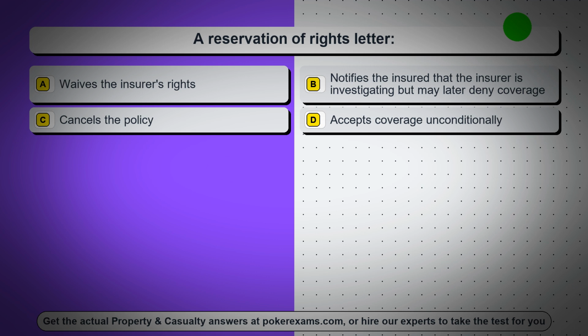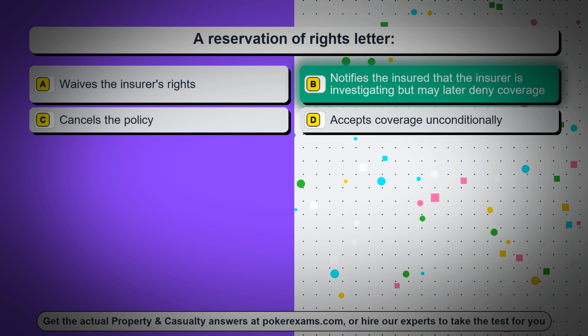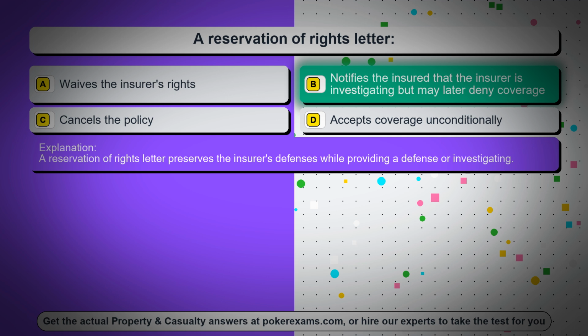Question 99. A reservation of rights letter: Option A, waives the insurer's rights. Option B, notifies the insured that the insurer is investigating but may later deny coverage. Option C, cancels the policy. Option D, accepts coverage unconditionally. The correct answer is option B, notifies the insured that the insurer is investigating but may later deny coverage. A reservation of rights letter preserves the insurer's defenses while providing a defense or investigating.